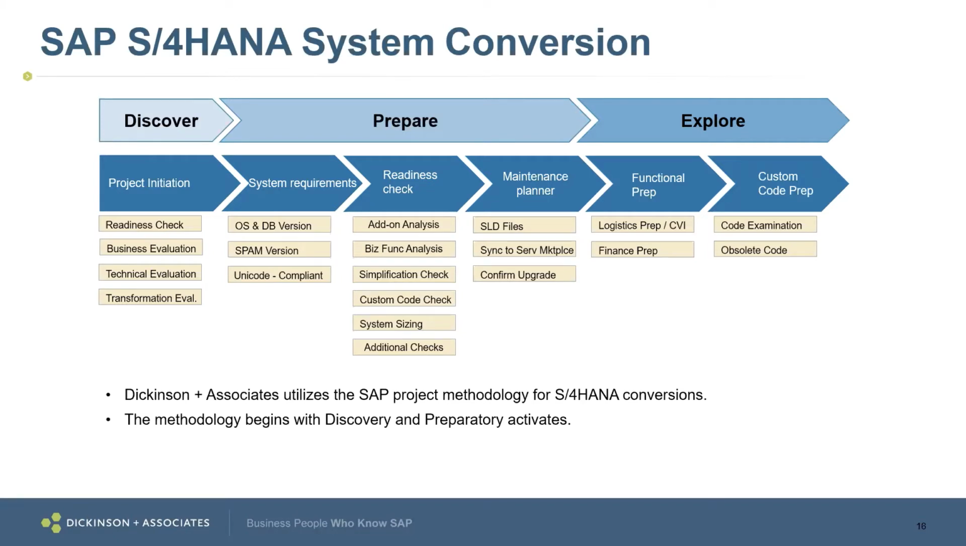From there, once we've established what that project will look like, then we'll move into the prepare phase, where we're running a variety of SAP tools, including the maintenance planner as one of those, and moving into the explore phase, where we start to do things like the functional preparations for customer vendor integration and custom code analysis and what remediation needs to occur.